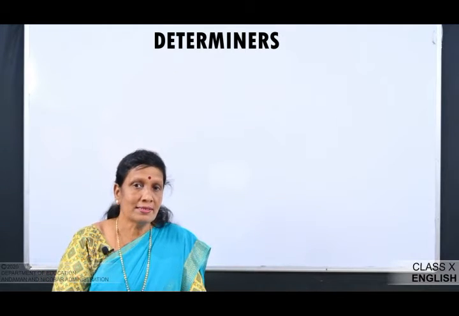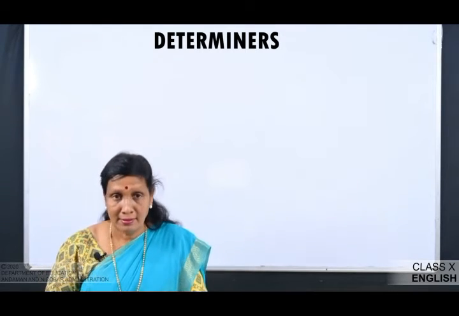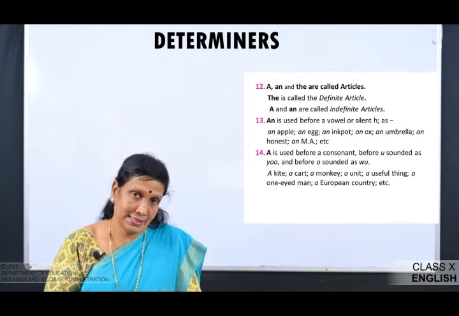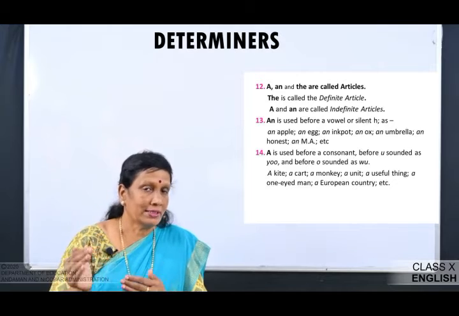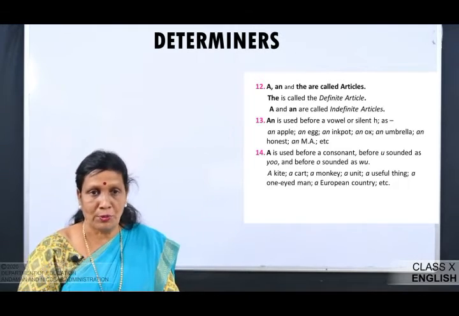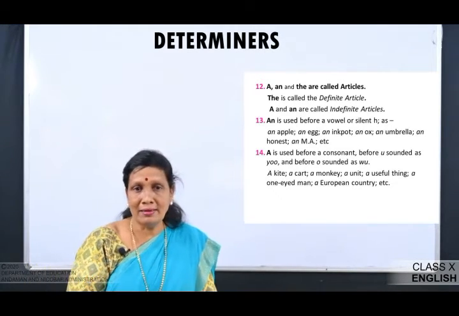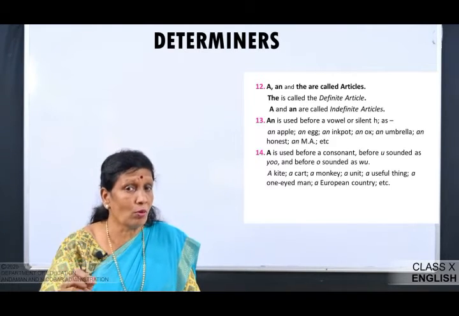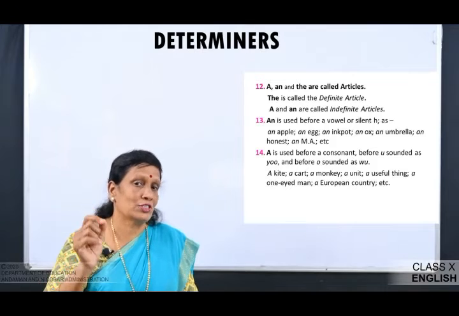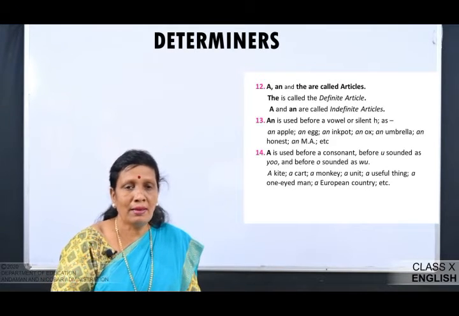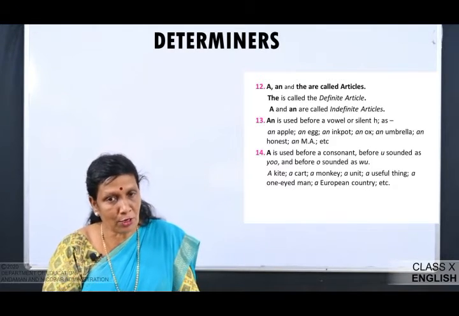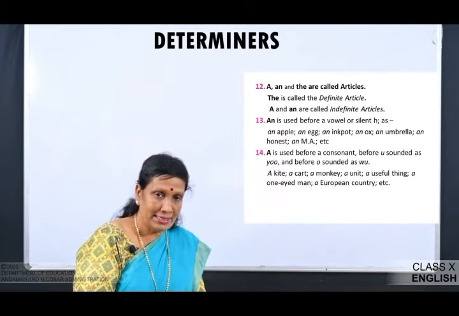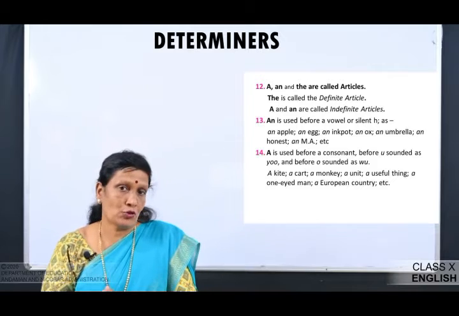Now let's look at articles. A, an and the are called articles. The is called the definite article, as I had told you. And a and an are indefinite articles. An is used before a vowel or silent H, as an apple, an egg, an ink pot, an ox, an umbrella, an honest man, etc.